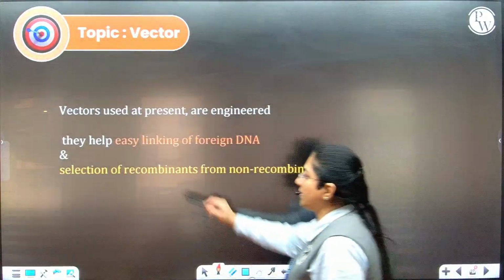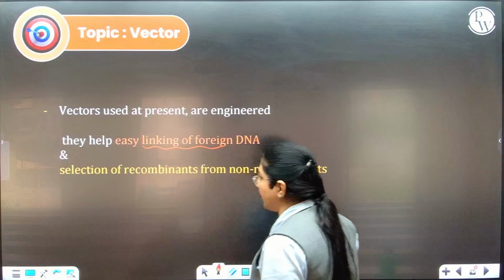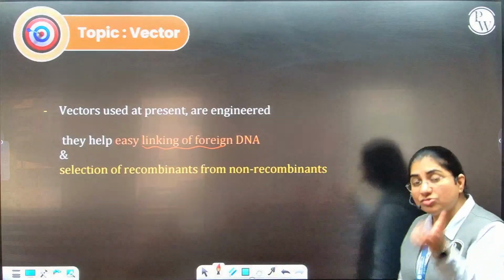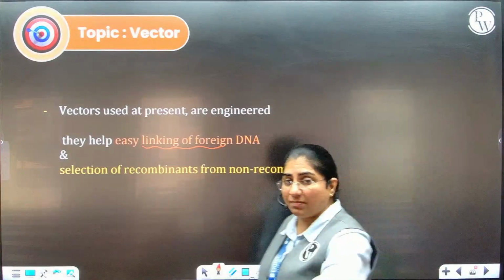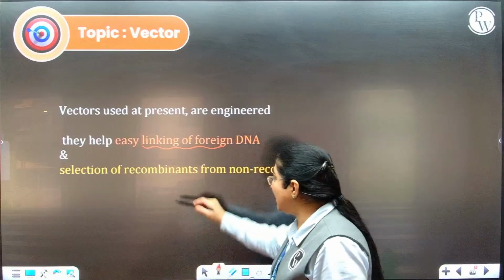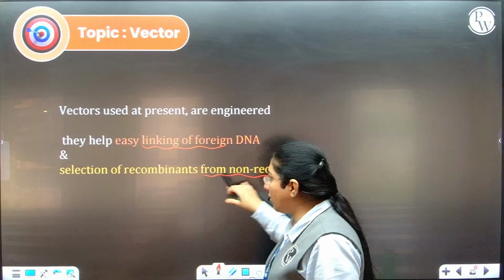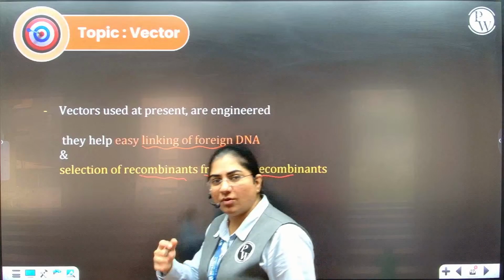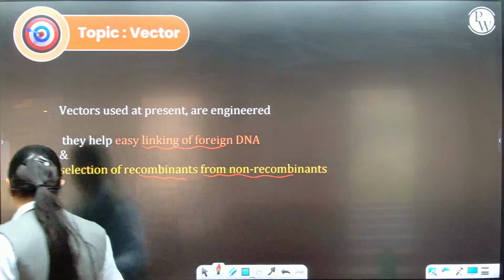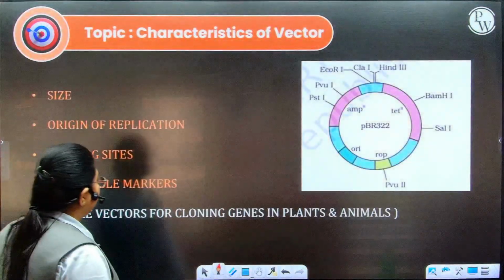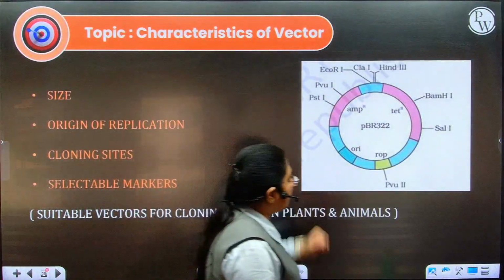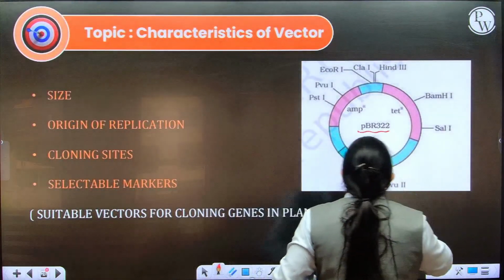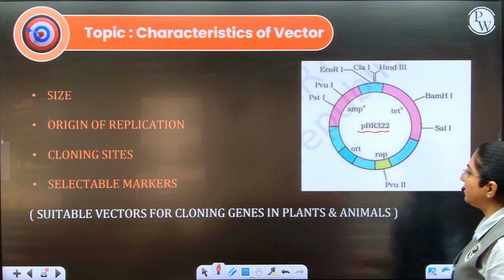It also should be capable of easily linking to the foreign DNA and should also help. It itself should have the capacity to help us select a recombinant from a non-recombinant, a transformant from a non-transformant. Now, if you are talking about our genetically engineered plasmid, which is PBR322.